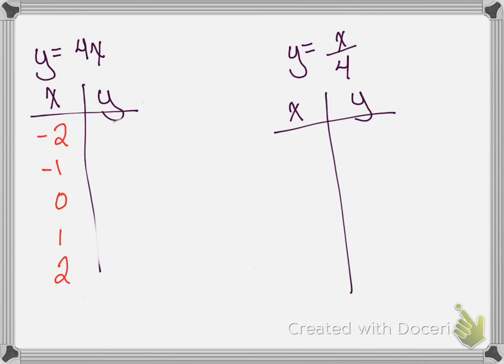What's x equals -2? -8. What about -1? -4. What happens when I plug 0 in? What happens when I plug 2 in? 8. Thank you. Now, for this one over here, I want you to plug in -8, -4, 0, 4, and 8. So plug those numbers in to y equals x over 4 and tell me what you get.